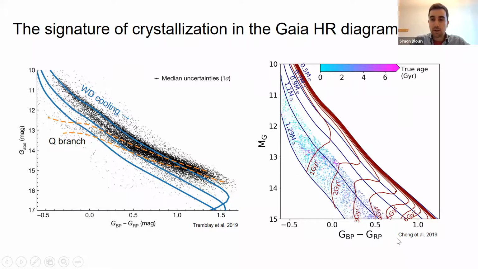A couple of months later, Cheng et al. looked at this in more detail, and especially they looked at the kinematics of those objects, which gives you another assessment of their age. And what they found is that for very massive white dwarfs, you cannot really explain the existence of the Q branch just with the extra delay induced by core crystallization. So it looks like there's another delay that is needed to explain the overdensity on the Q branch, and that's a delay that's currently not included in the white dwarf cooling models.